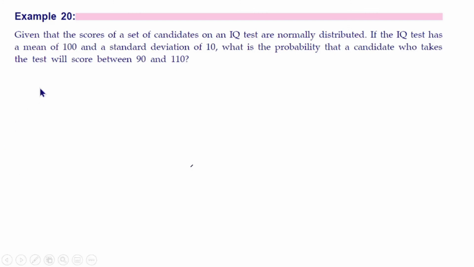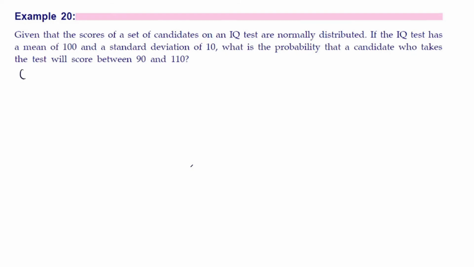The next question: given that the scores of a set of candidates on an IQ test are normally distributed, if the IQ test has a mean of 100 and a standard deviation of 10, what is the probability that a candidate who takes the test will score between 90 and 110? So the IQ test scores are normally distributed, the mean is 100, standard deviation is 10.